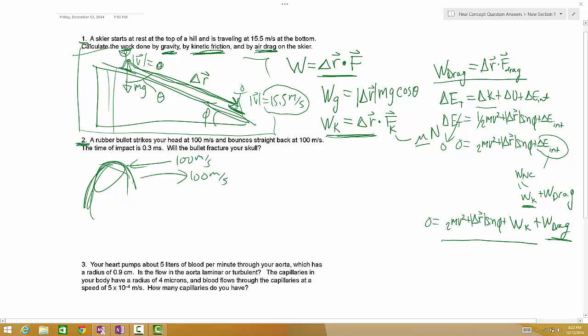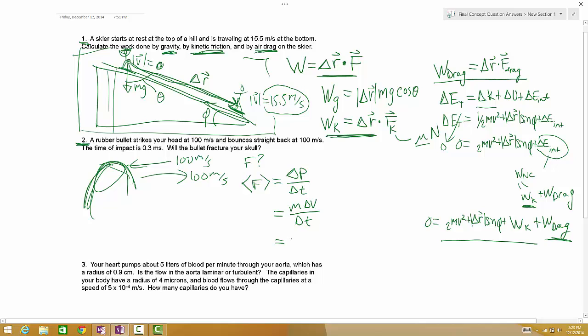What's that really asking? Well, your skull will be fractured if something presses too hard on it. And by press, I mean a force. So the question is, what's the force on your skull? So we need to find a force. Well, we know that average force for a really quick impact like this is equal to the change in momentum over the change in time. And we don't know the mass of the bullet, but if we did, then we could write this as the mass times the change in velocity of the bullet over the change in time.